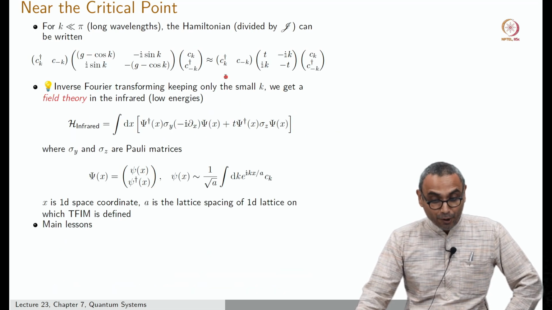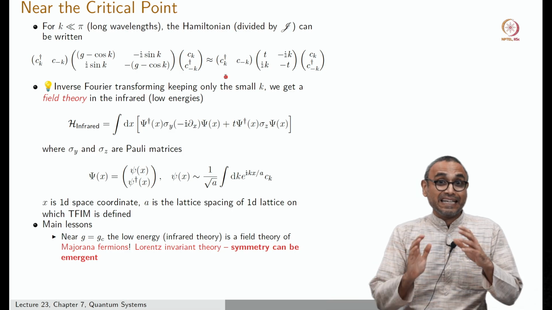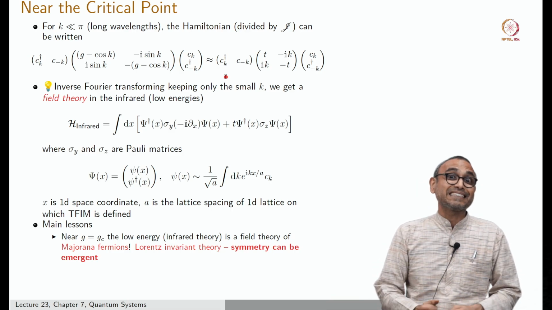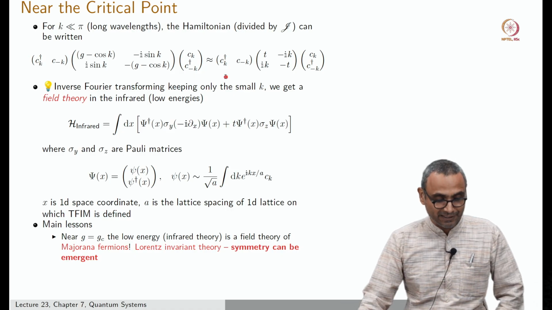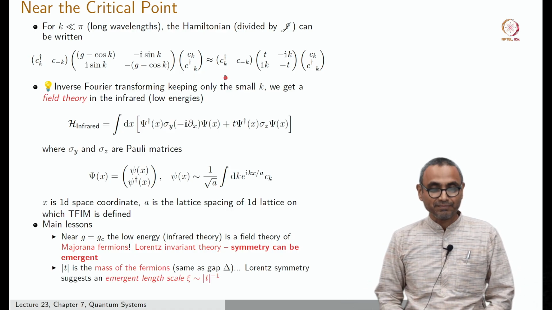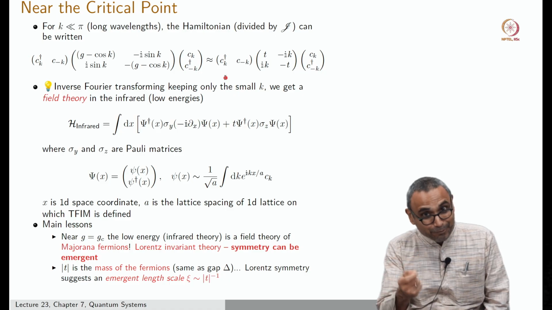So the main point is that low energy symmetries can be emergent in the system. This is a big lesson coming out of the transverse field Ising model. There is something more.